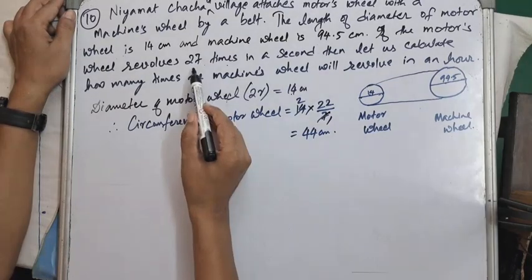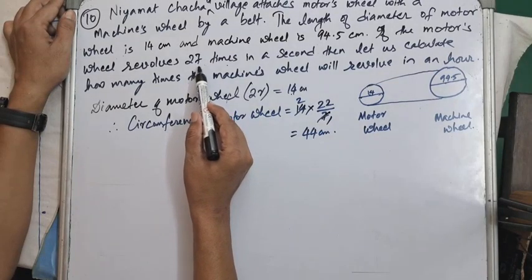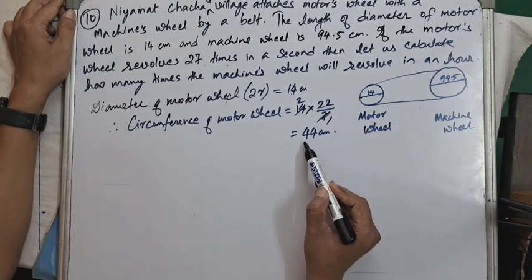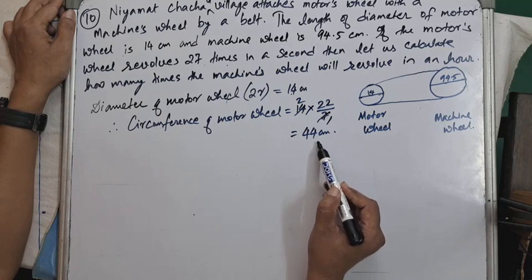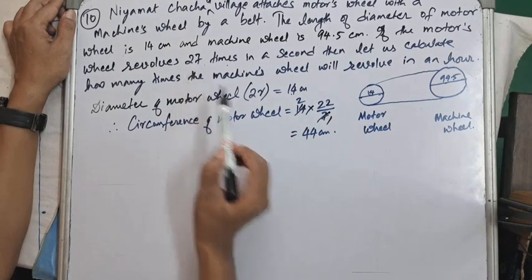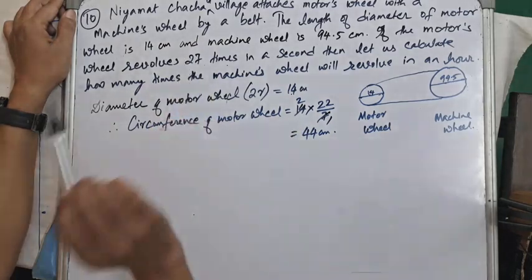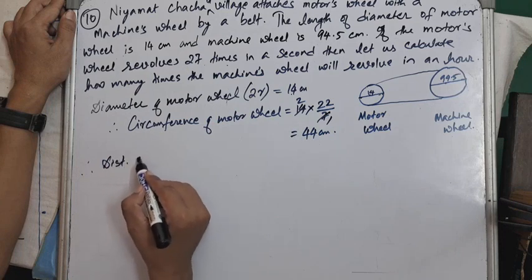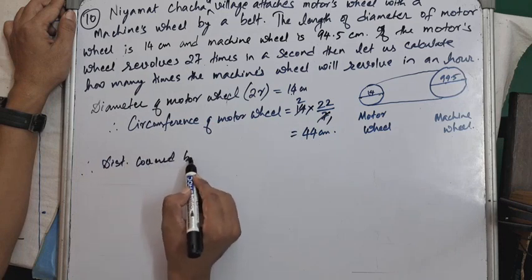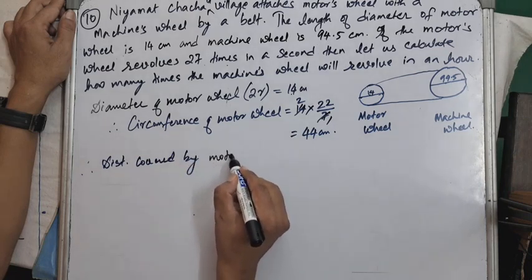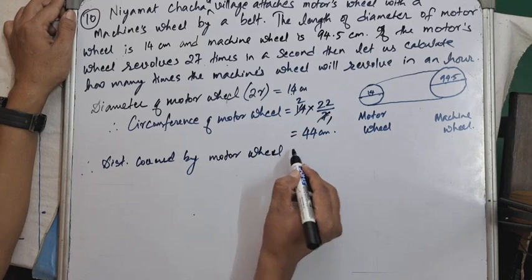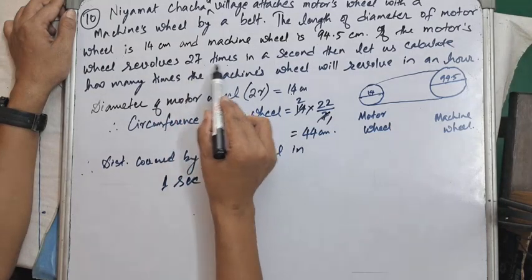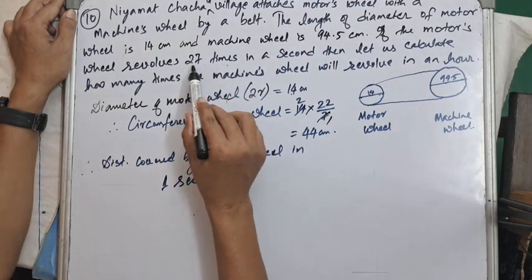So in 27 revolutions, it will cover a distance of 44 into 27, isn't it? Because it can cover a distance of 44 centimeter in one revolution. So it will cover a distance of 44 into 27 in 27 revolutions. So therefore distance covered by motor wheel in 1 second. In 1 second means in 27 revolutions, okay, because 27 revolutions are made in 1 second.